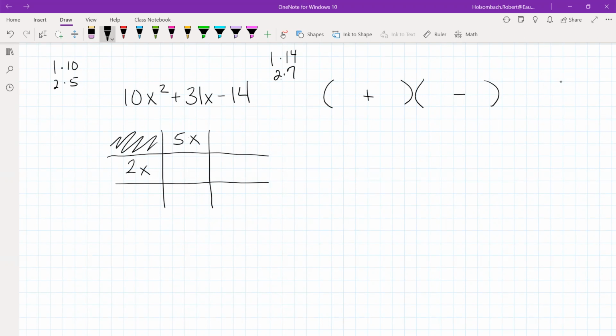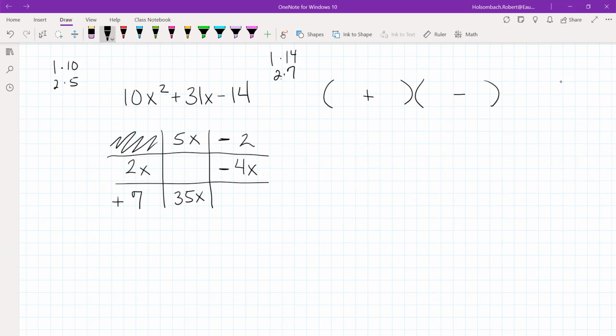So I'm going to take this 5x and I'm going to multiply it by the 7. And I get 35x. I'm going to take the 2x and I'm going to multiply it by this 2. And that gives me 4x. Now, my 35x needs to be positive. So my 7 needs to be positive. If I'm going to combine a 35x and a 4x to get a 31x, then my 4x needs to be negative. And if my 4x is negative, then this 2 needs to be negative.